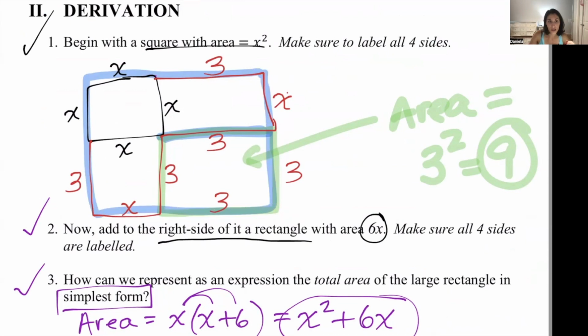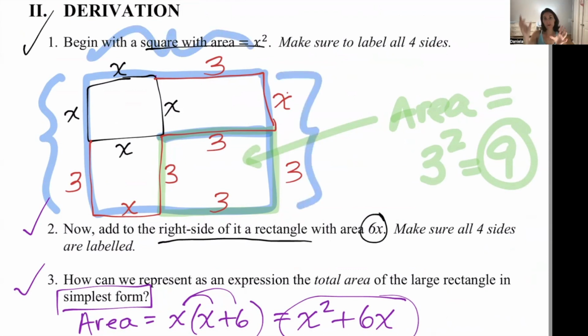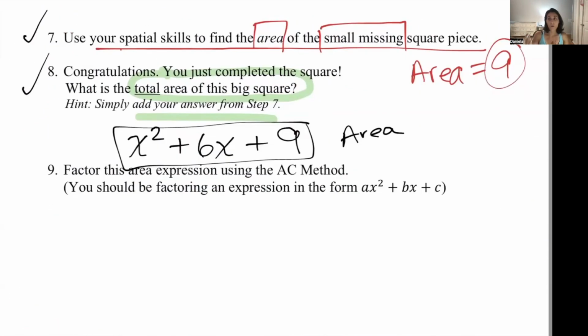Because notice this length is x plus 3, and this length is x plus 3. So all four sides are lengths x plus 3. So we did, in fact, create one big blue square. It's pretty cool. So now we have what's called a standard form quadratic expression. We're now going to factor this expression using the AC method.